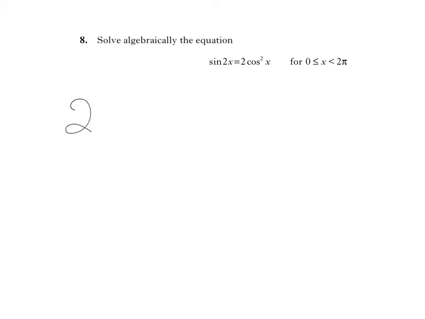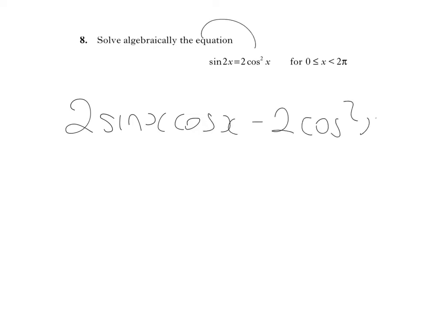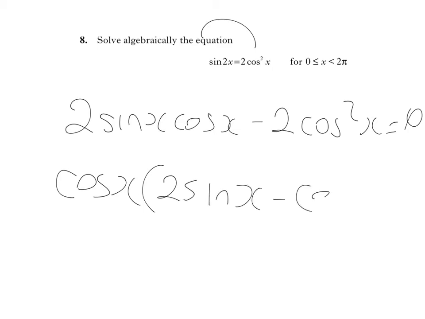So for sin 2x, I've only got one option for the double angle formula, which is 2 sin x cos x. I'm going to bring that across, and that will be minus 2 cos squared x next to that, and that's equal to 0. There's then a highest common factor of cos x, so it's cos x bracket 2 sin x minus 2 cos x, and that's equal to 0.